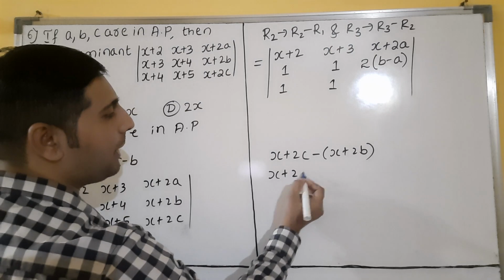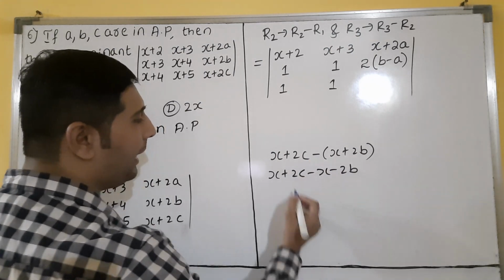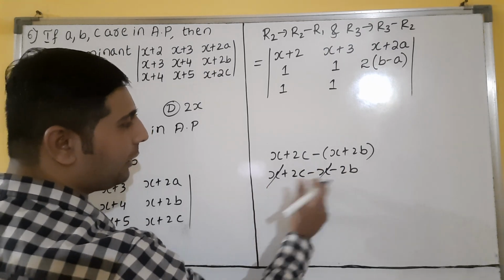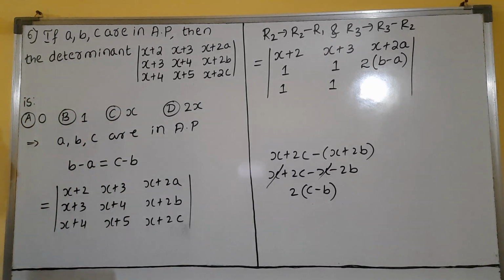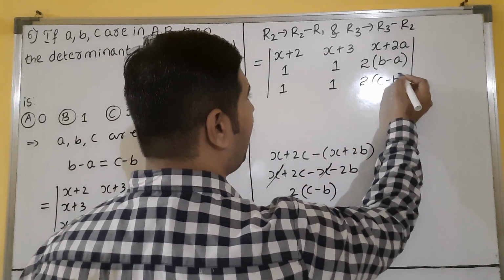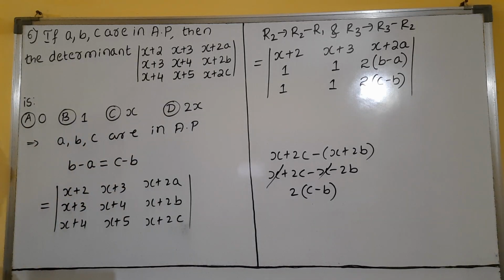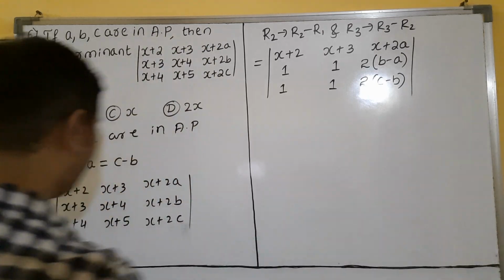You see, X plus 2c, minus into X is minus X, minus into plus is minus 2b, plus X minus X get cancelled. What is common? 2 is common. C minus b we will get. Will you agree? So 2 into c minus b, dear students. Understood everyone?